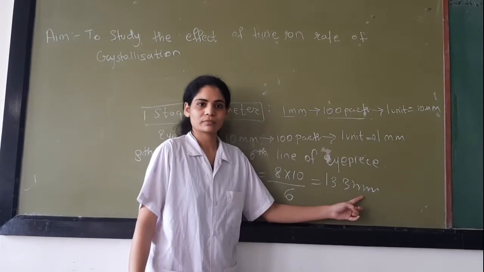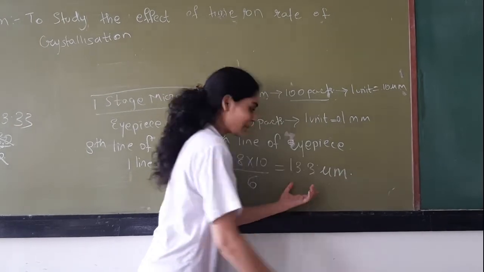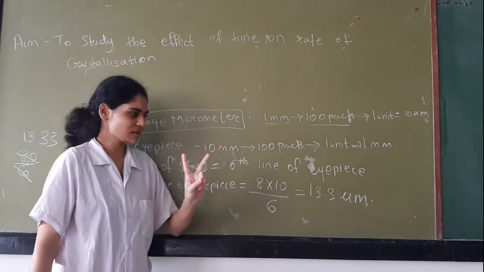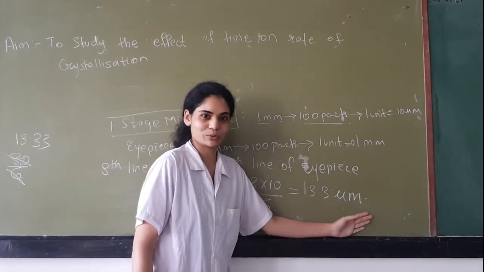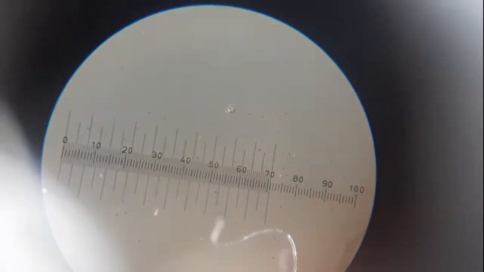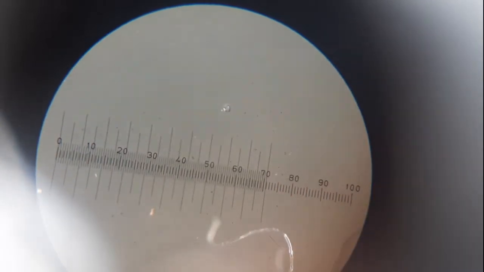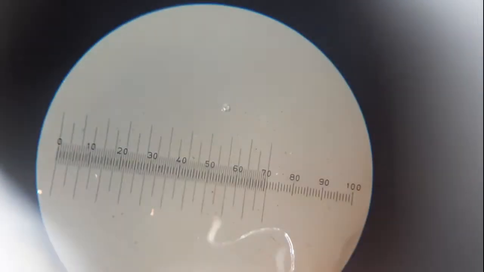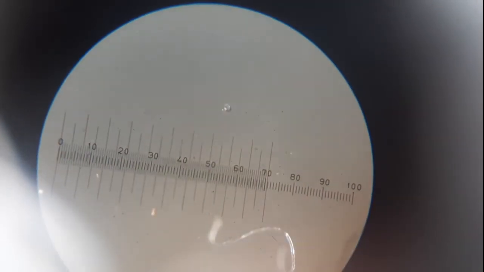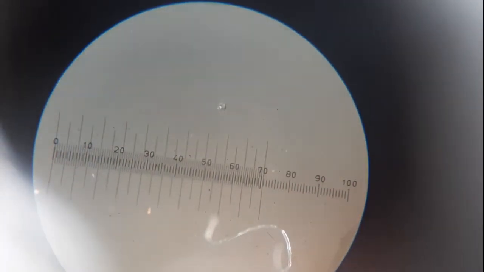Let me correct, it won't be mm, it will be micrometers. Sorry, that was my mistake. So the distance between two lines of the eyepiece is 13.3 micrometers. Now as you can see, this is the microscopic view. The 6th line of the eyepiece is coinciding with the 8th line of the stage micrometer. Now we will see the remaining practical. So we have calibrated our eyepiece.